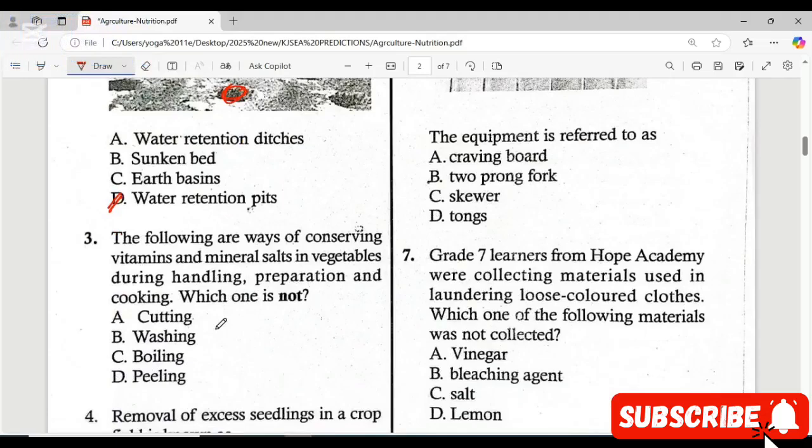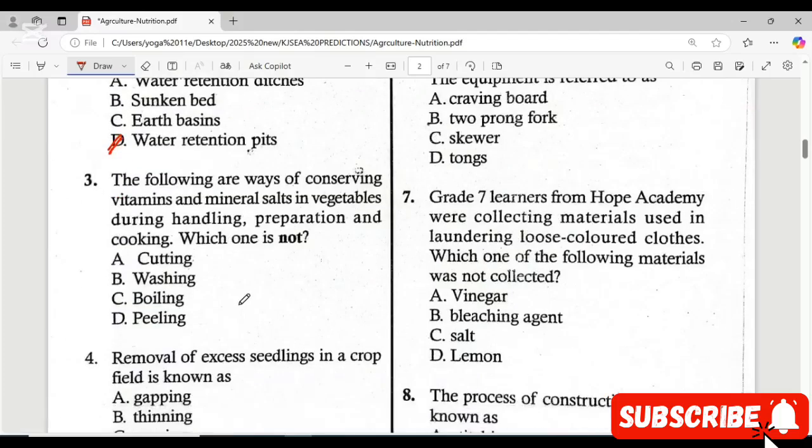The following are ways of conserving vitamins and mineral salts in vegetables during handling, preparation, and cooking. Which one is not? Cutting, washing, boiling, peeling. So boiling is not there during preparation.